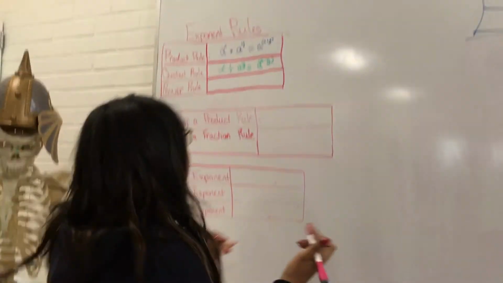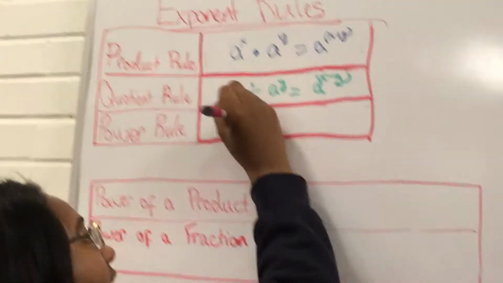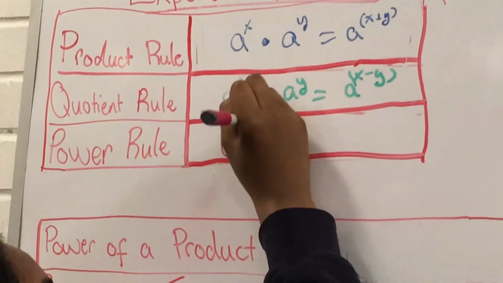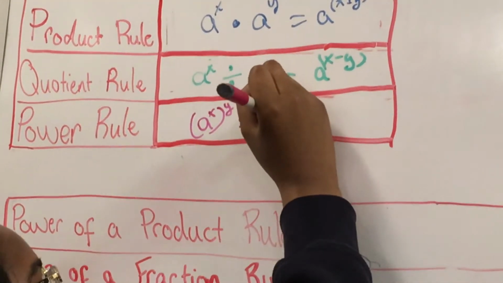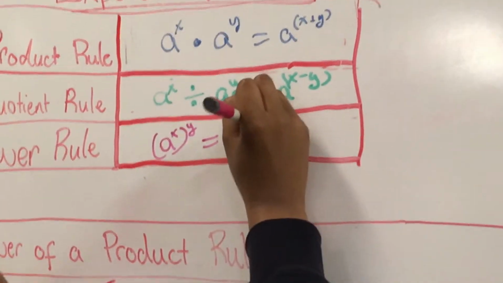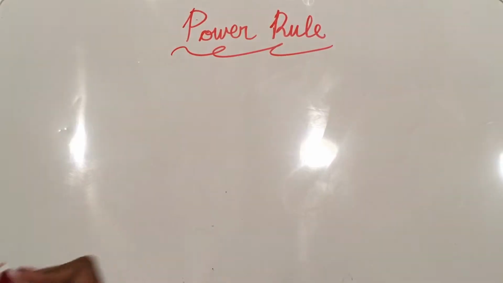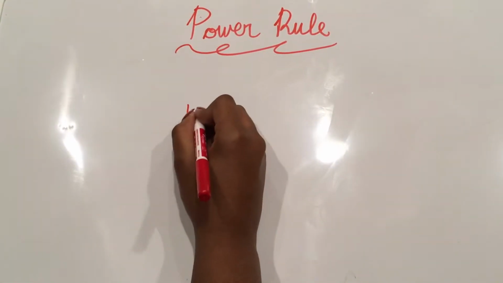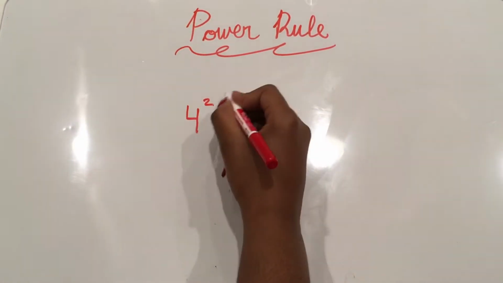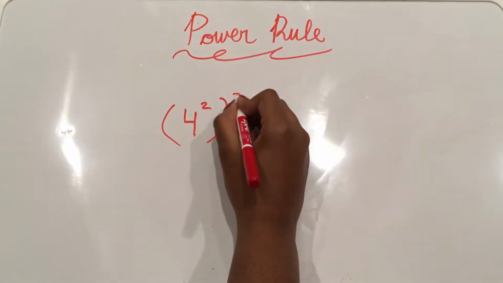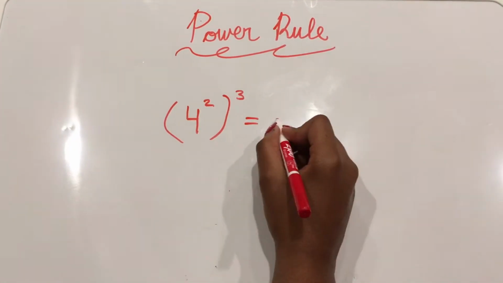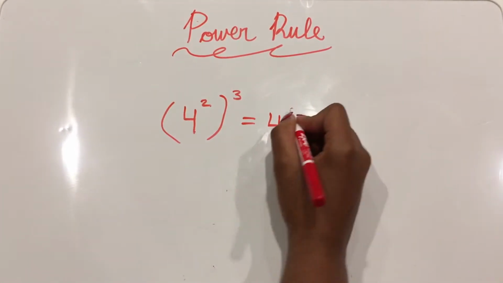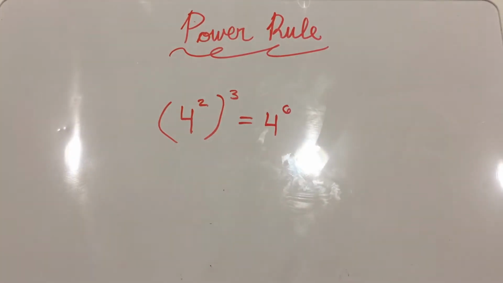Now, let's look at the power rule. You have a to the x to the y, which will then equal a to the x times y. If you have 4 squared and then you want to raise that to the third power, you're going to multiply 2 times 3, which equals 6, and then you're left with 4 to the 6th power.